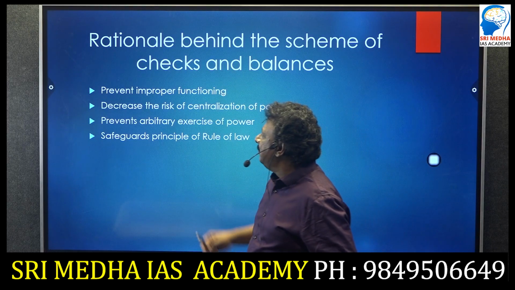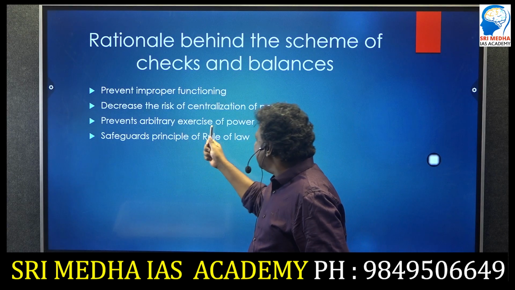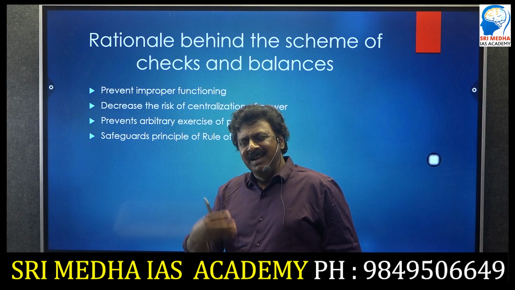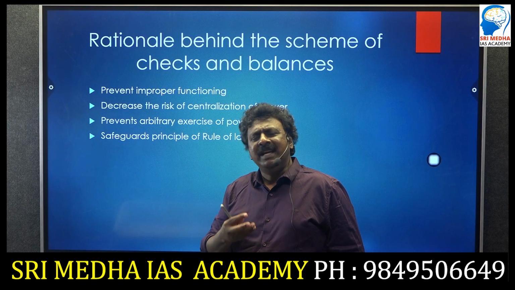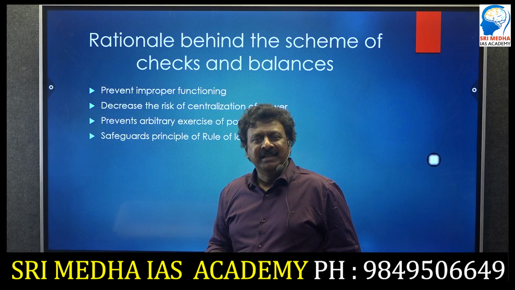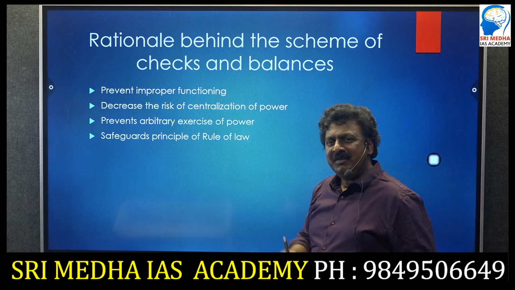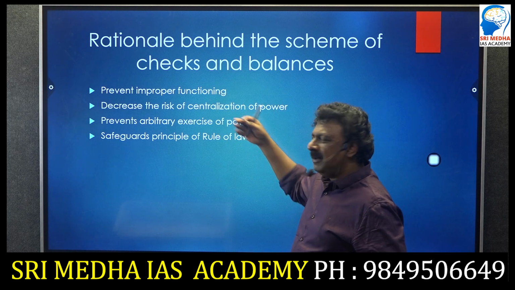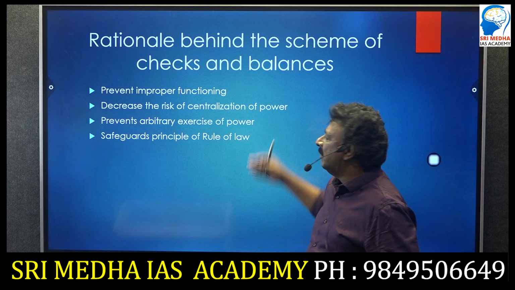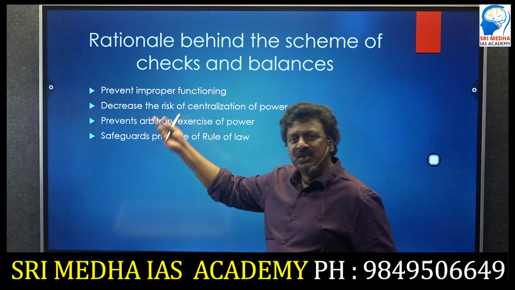Thirdly, the scheme of checks and balances also ensures that there shall be no arbitrary exercise of power. Arbitrary exercise of power actually means illegal exercise of power. If there is any illegality in the exercise of any power, that can be checked or prevented if there is a proper scheme of checks and balances. Therefore, this is a mechanism to prevent arbitrariness, to prevent illegality, to prevent concentration of power in a single hand, or to prevent improper functioning or misuse of power.